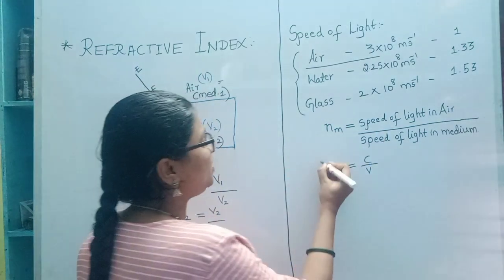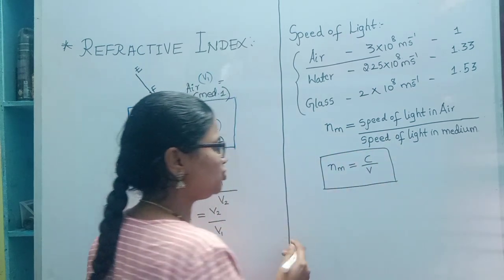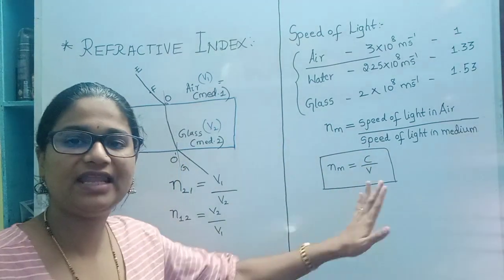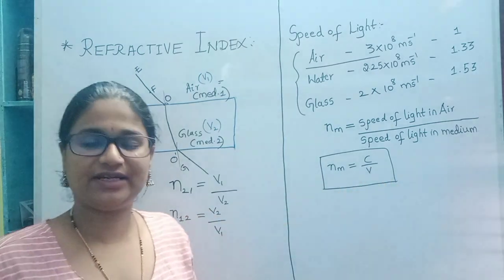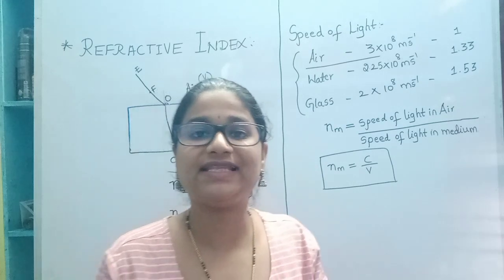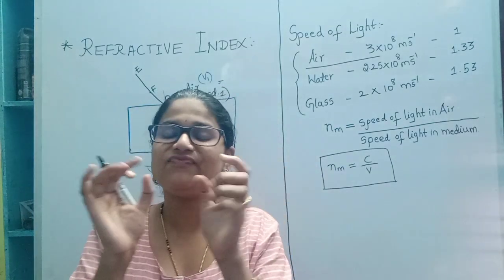So the refractive index of the medium with respect to air will be given by this equation. Nm is equal to C by V. Based on this refractive index, one of the terms defined is optical density. Optical density means it is not a physical density.